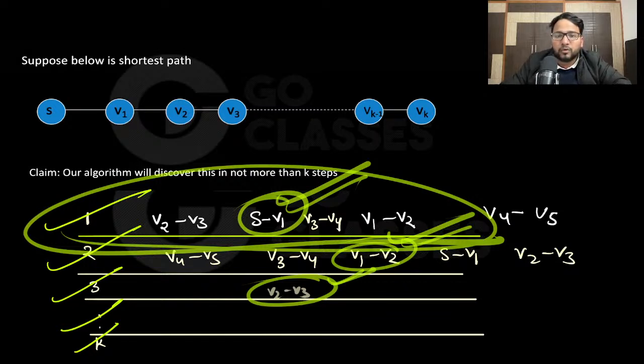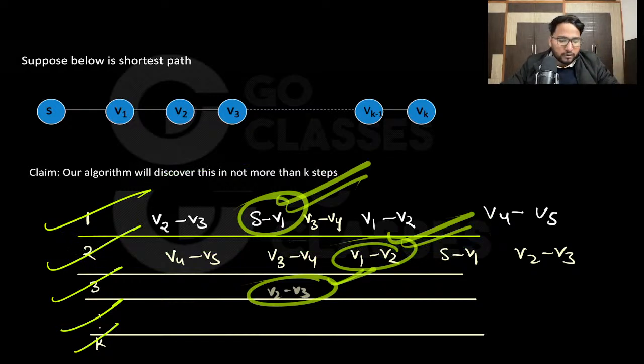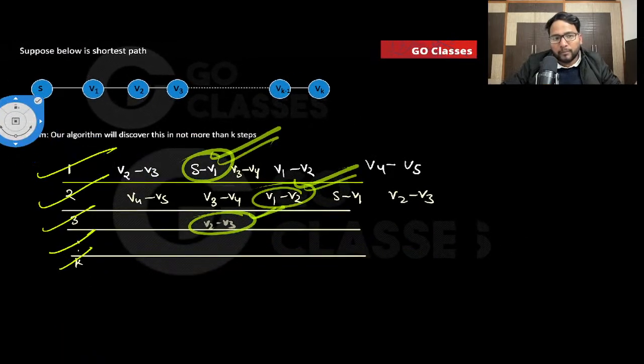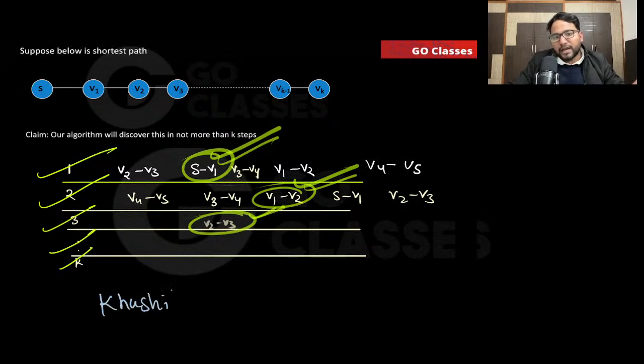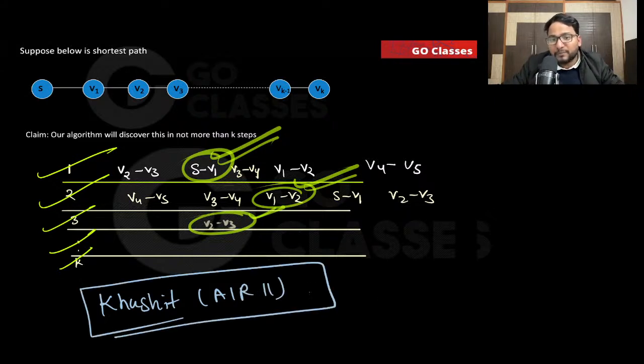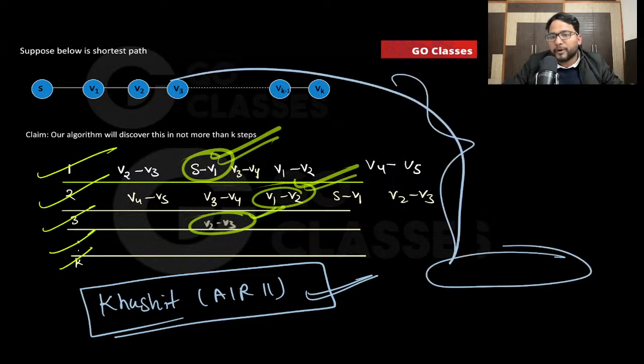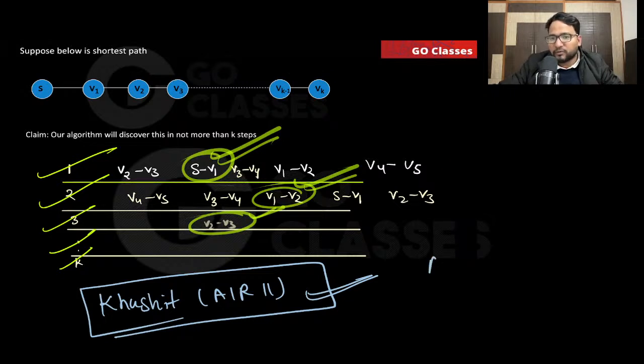So here, let me know, is this beautiful proof okay to everyone or not? See, let me just tell you, this proof is not given anywhere, and we have got much appreciation for this proof. You might know Khushit, who was AIR 11, a Go Classes topper. He put a comment under this video on the Go Classes website. I don't remember the exact words, but awesome video and so on. And there are many other comments that we have got just for this proof.